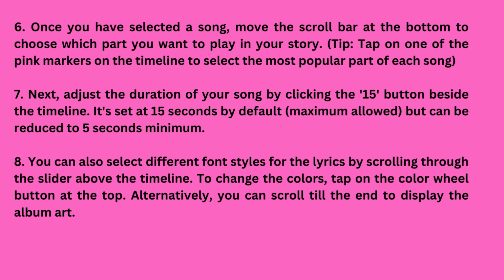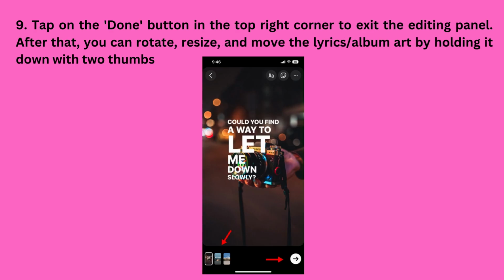8. You can also select different font styles for the lyrics by scrolling through the slider above the timeline. To change the colors, tap on the color wheel button at the top. Alternatively, you can scroll till the end to display the album art.